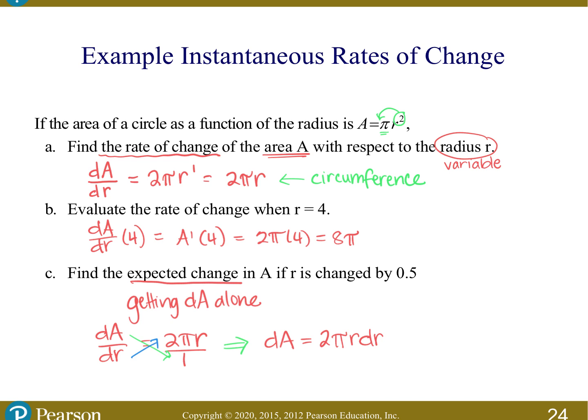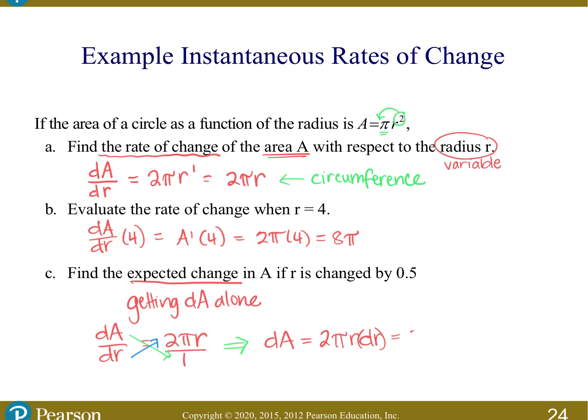Dr is a whole quantity together. It's not d separate from r. Dr kind of goes together. Maybe you want to put parentheses around that to simplify those together. So the expected change in A, if r is changed by 0.5, that doesn't say r is 0.5. It says that r is changed by 0.5.